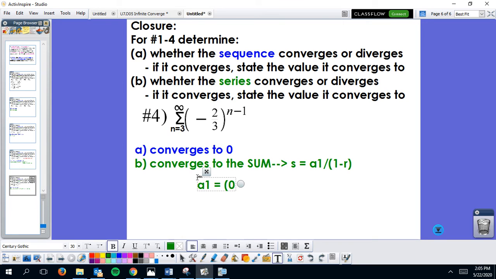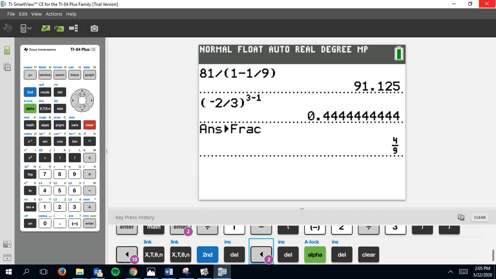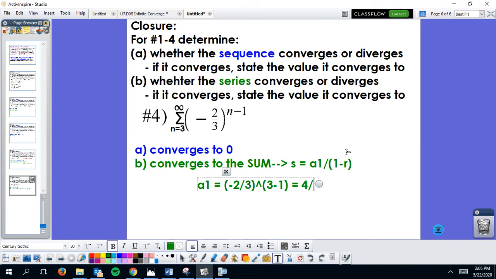So we're going to do -2/3 to the 3 minus 1. And I did this a few minutes ago in my calculator. Here it is, -2/3 to 3 minus 1, and we get 4/9. So I'm just going to clear that. 4/9. So our A1 is 4/9. Now our sum then will be 4/9 over 1 minus r, which is negative 2/3.